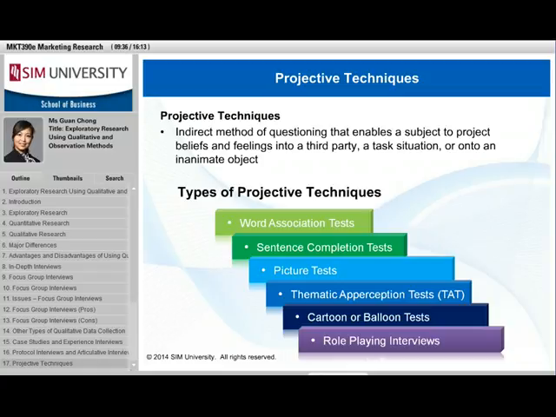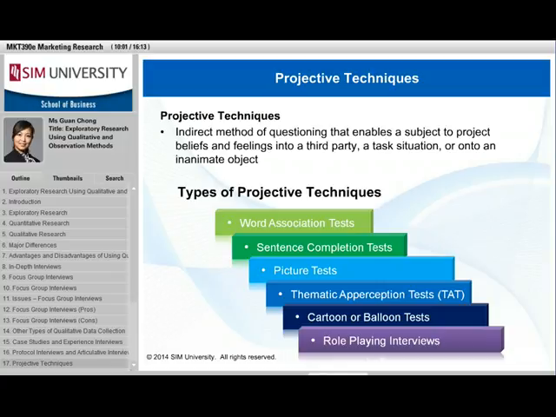A sentence completion test is a projective technique where subjects are given a set of incomplete sentences and asked to complete them in their own words. A picture test is a technique where the subjects are given a picture and instructed to describe their reactions by writing a short narrative story about the picture.